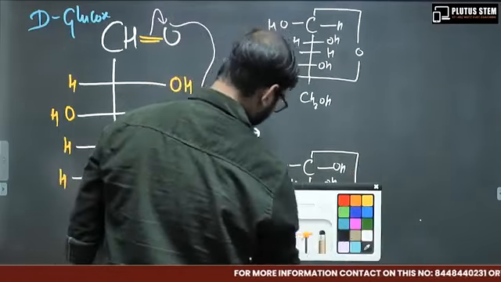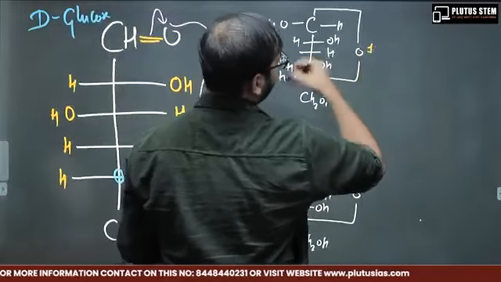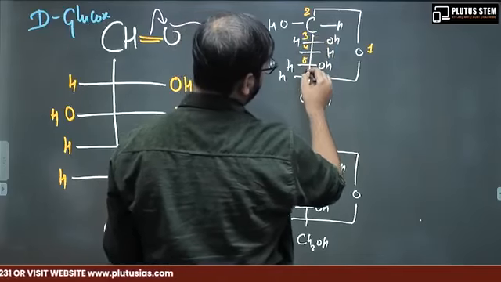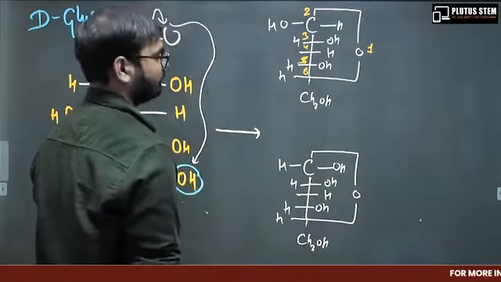So let's first look at it. The cyclic ring that I have: first the oxygen atom, second carbon, third, fourth, fifth, and sixth. So this is a 6-membered ring. Same is the case with the below one.